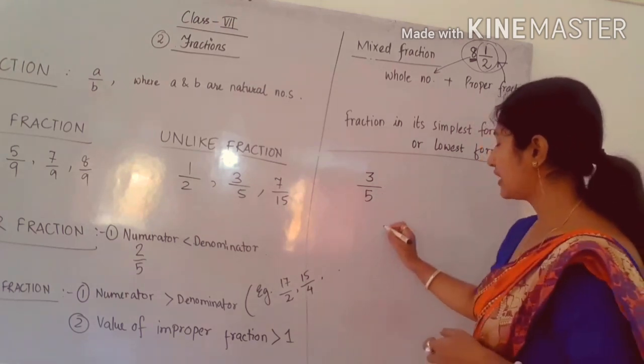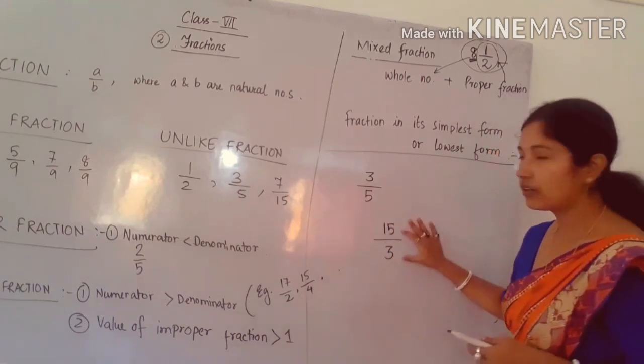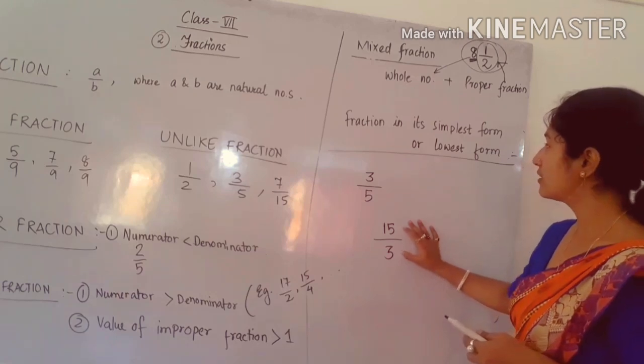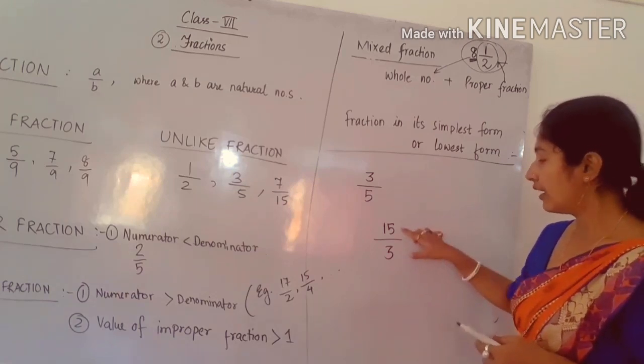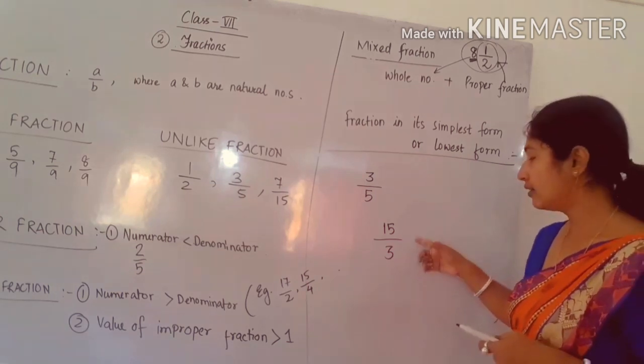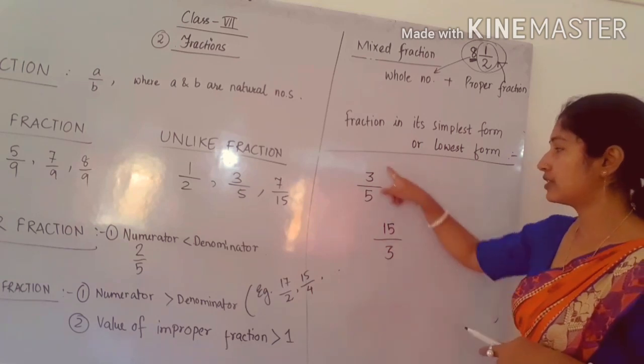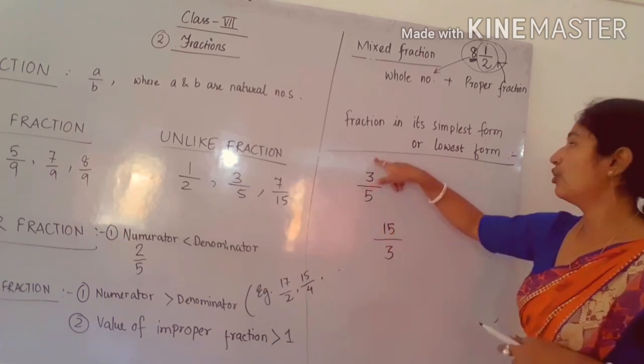For example, if I take 15 by 3, this fraction is not in its simplest form because the common factors of 15 and 3 are 1 and also 3. That's why it is not in its simplest form, but 3 by 5 is in its simplest form.